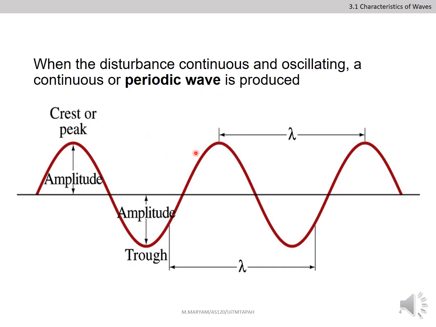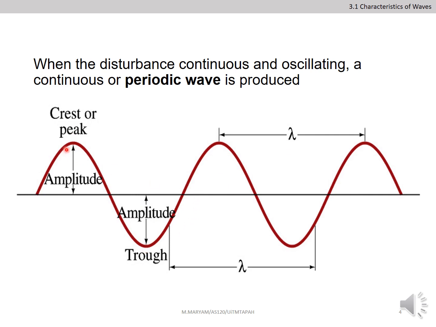So from the figure here, there are two parameters we can obtain. First one is amplitude. Amplitude is the maximum height. Okay, all these are amplitudes. And this is known as a crest or peak, and this one is known as a trough.